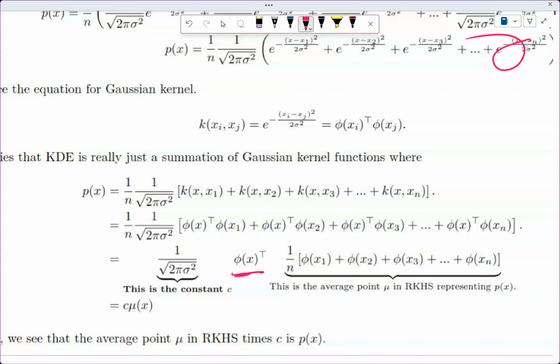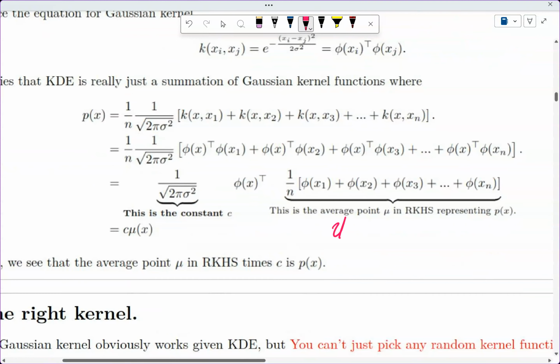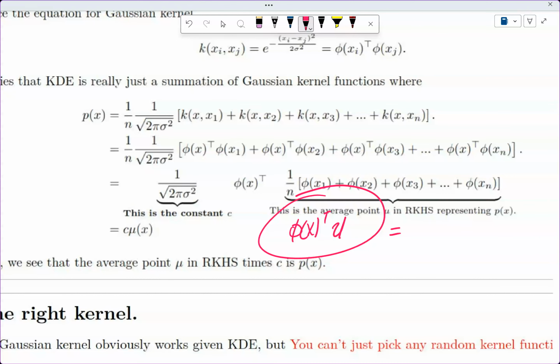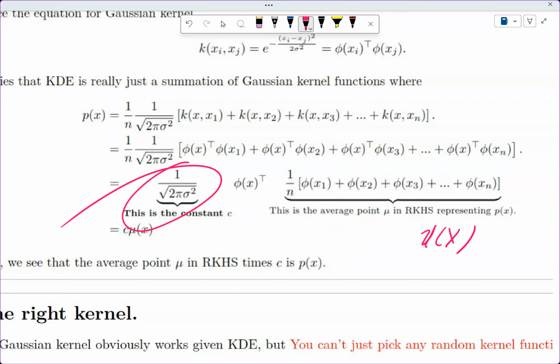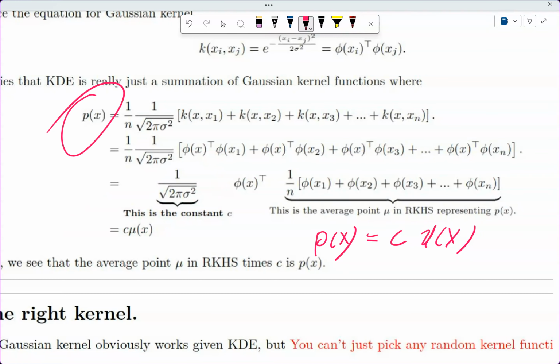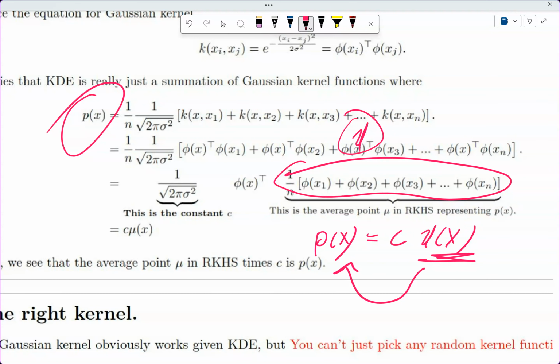After we pull that out, I'm going to move the n here. The 1 over n was here; I'm just moving it because it's a constant. Notice how, after you pull out phi of x, this is just the summation of all the samples divided by n. This is the average point. So if this is the average point mu, times phi of x transpose, this right here is a function, which is mu of x. And notice how mu of x multiplied by a constant c is mathematically equivalent to p of x. That's why, if you simply add up all your points inside RKHS divided by n, which gives you the average point, this is equivalent to a function, and this function is equal to mu. And this mu has a direct connection to the probability distribution itself.